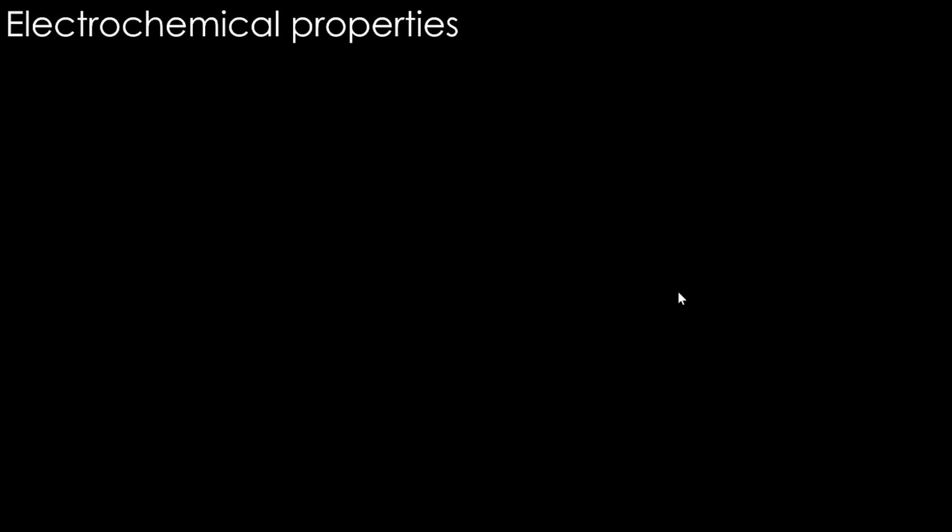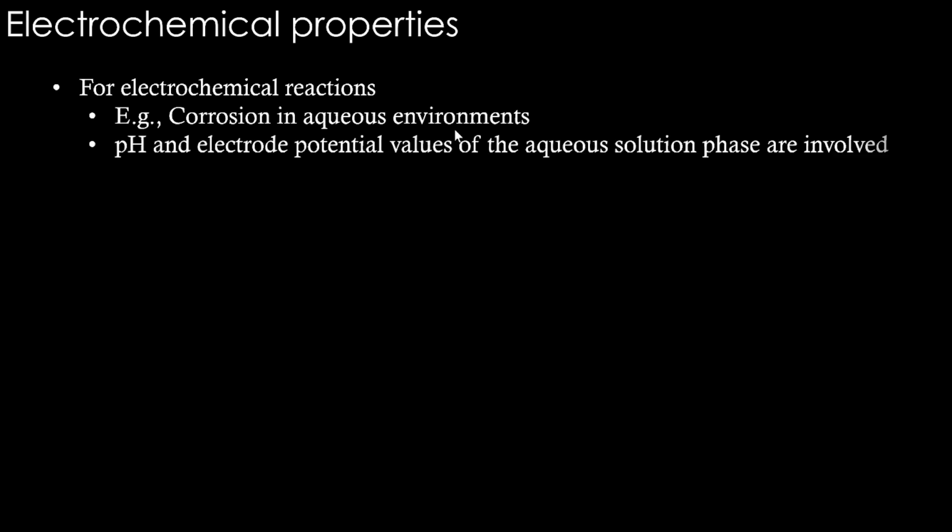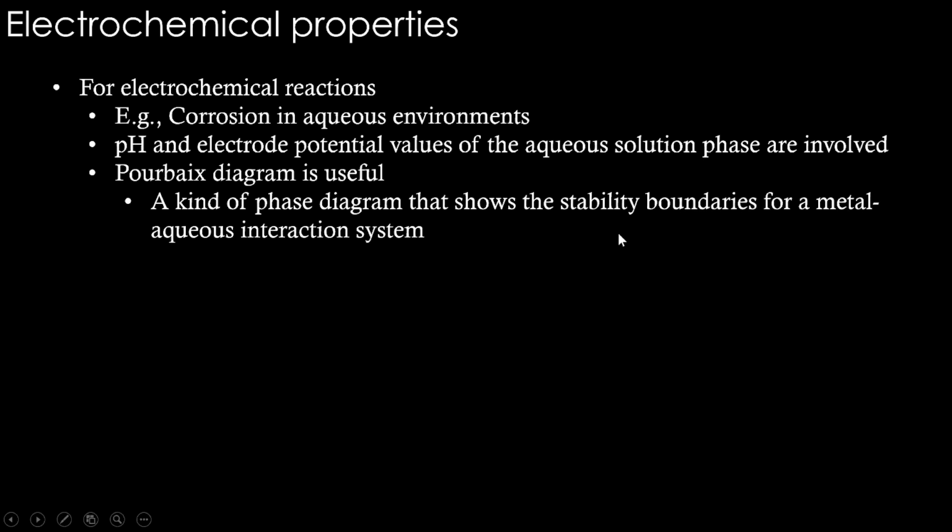Electrochemical properties, their application of CALPHAD is for electrochemistry. Basically what we mean here is for electrochemical reactions, CALPHAD can be applied. For example, corrosion in aqueous environments, which is a very big concern for materials applications. In addressing that, CALPHAD can help. What we need to know is this: pH and electrode potential values of the aqueous solution phase are involved in doing this CALPHAD for electrochemistry. And the Pourbaix diagram is a useful tool for this. It's like a phase diagram that shows the stability boundaries for a metal aqueous interaction system.